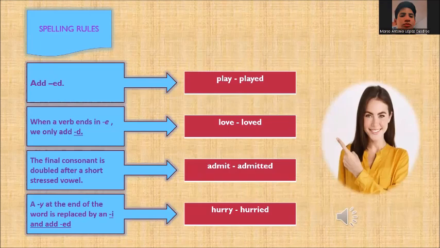Regular verbs are conjugated by adding ed to the base infinitive of a verb. Play, played. However, there are some exceptions to this rule. When a verb ends in e, we only add d. Love, loved. The final consonant is doubled after a short stressed vowel. Admit, admitted. A y at the end of the word is replaced by an i and we add ed. Hurry, hurried.